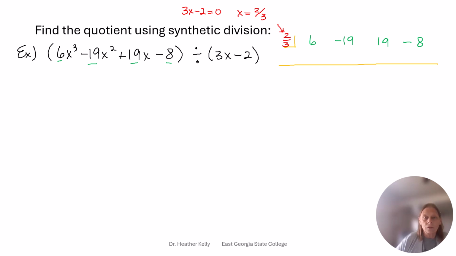We also have to start this party by bringing down that 6, and so now we're going to multiply on the diagonals. 2/3 times 6 is equal to 4. Negative 19 plus 4 is negative 15. 2/3 times negative 15 is negative 10. 19 minus 10 is 9. 2/3 times 9 is 6. Negative 8 plus 6 is negative 2. So here we have a remainder.